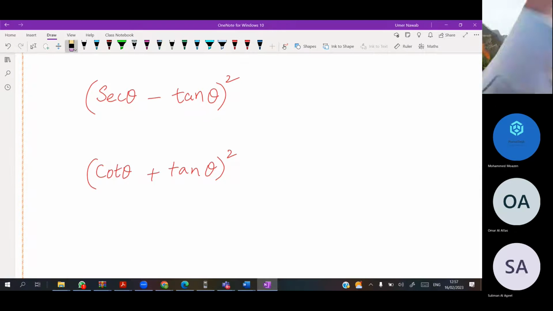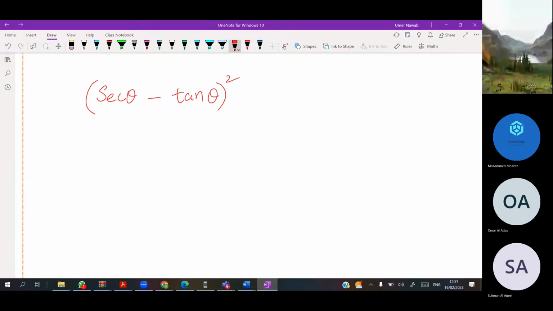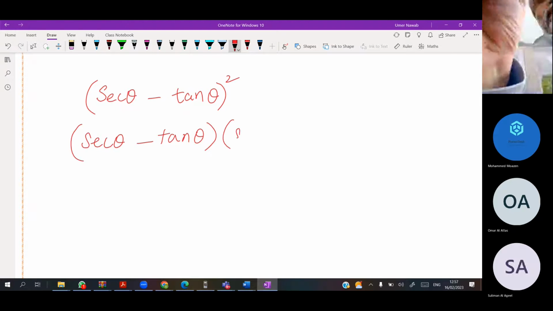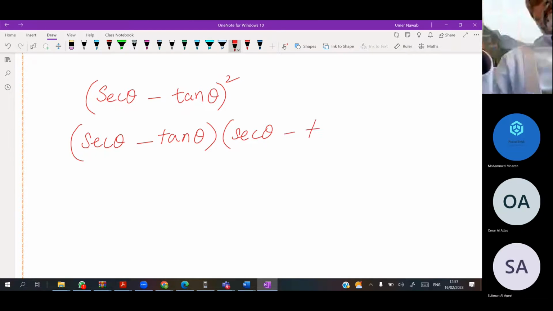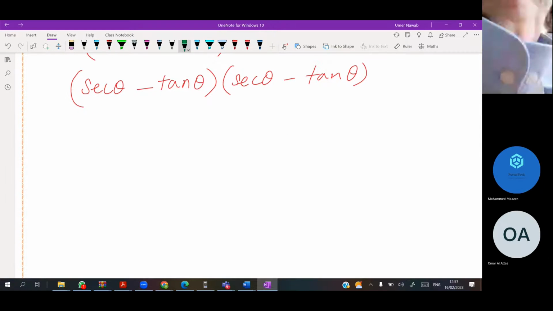If he writes a square on the top, you need to be very careful how the square will be opened, right? And you need to write the same bracket how many times? 2 times. Omar, same bracket, how many times? 2 times, because the square tells you that this bracket is multiplying 2 times. And I multiply them now.